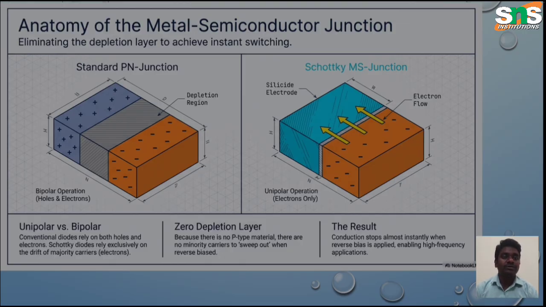In the Schottky diode there is no depletion layer, so zero depletion layer. Due to this, conduction stops almost instantly when reverse bias is applied. Because there are no stored charge carriers or holes, when reverse voltage or reverse bias is applied it will not flow back in the opposite direction, so it is blocked. Because of this reason, you can utilize this Schottky diode in high frequency applications.